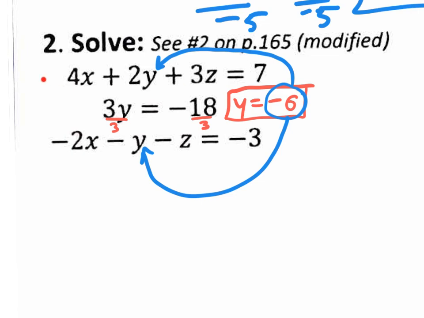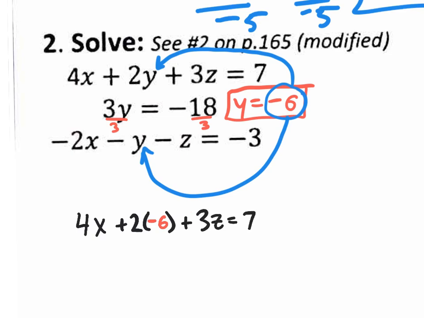The new top equation is no longer going to have y. It'll just be x and z. The bottom one will no longer have y. It'll have a number, and it'll just have x and z, which means you're going to be able to have a 2x2 equation, an equation that has x's and z's and an equation that has x's and z's. So let me demonstrate. The top equation, 4x plus 2 times, that's going to be a negative 6 because we just found out that y equals negative 6, plus 3z equals 7.